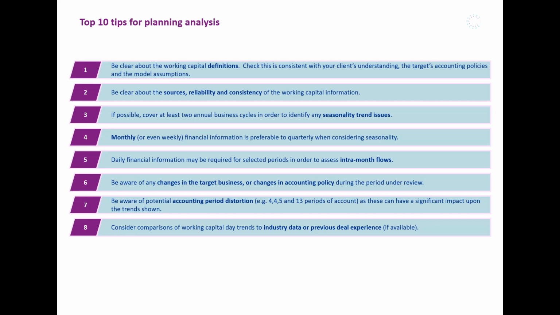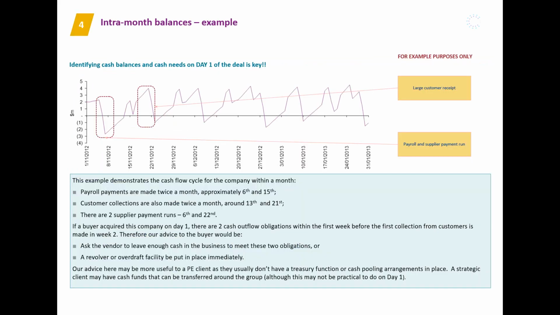Lesson number 4 is monthly or even weekly financial information is better than quarterly when considering seasonality. The reason is we really want to understand the timing of cash flows, and some payments are done on an even more frequent basis than monthly. For example, a lot of companies pay on a fortnightly basis, so it's really important, although it is difficult, to get information on a more regular basis. Like we did in the previous slide, we can identify on a daily basis when payroll payments are made, when customer collections are, and when the supplier payments are, because then we can match day to day what cash flow and net working capital will look like.